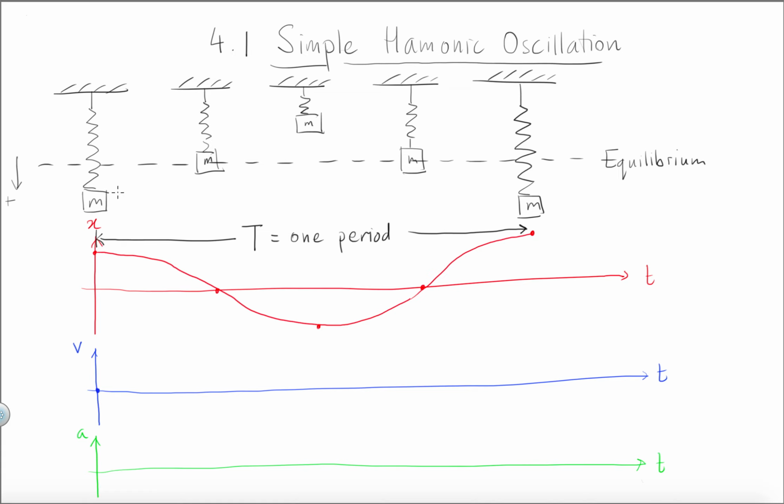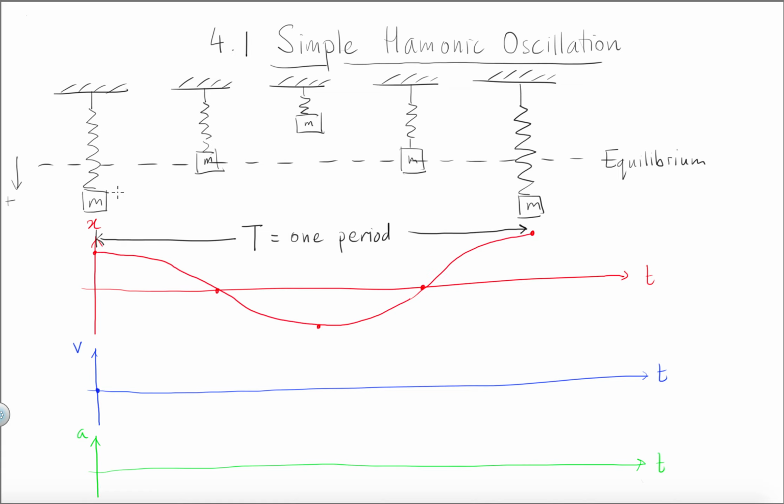So the velocity time graph is also a wave, but it is shifted a quarter of a period to the left relative to the displacement time graph.